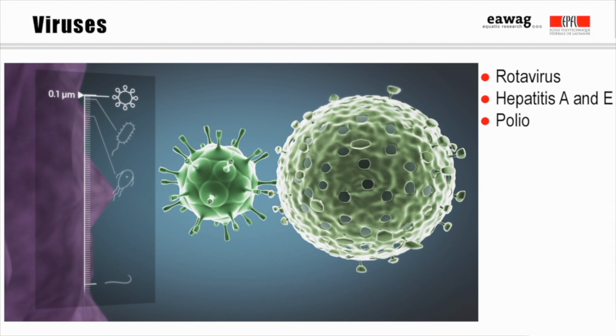Rotavirus was estimated to cause over 500,000 deaths each year in 2004, with more than 85% of these deaths occurring in low-income countries in Africa and Asia.